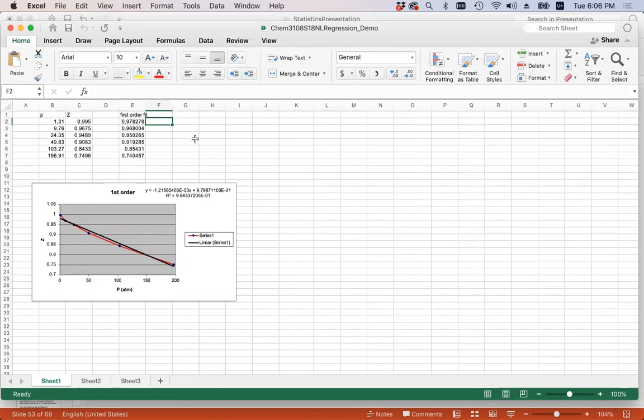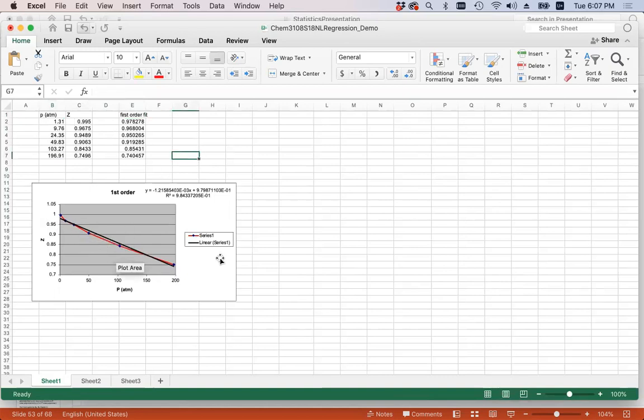Here I have a column on the spreadsheet that gives pressures in units of atmosphere. I'm going to write the units here so I don't forget what they are, and then the measured compressibility at each pressure. That's a unitless quantity. And last time we already talked about how to do linear fits. So this would be a first order polynomial fit, and so that's shown here.